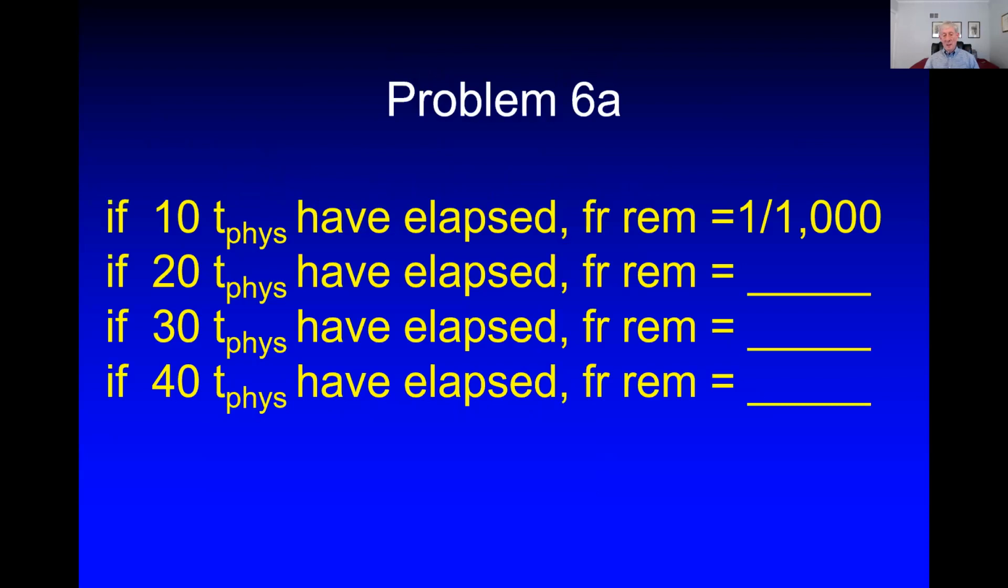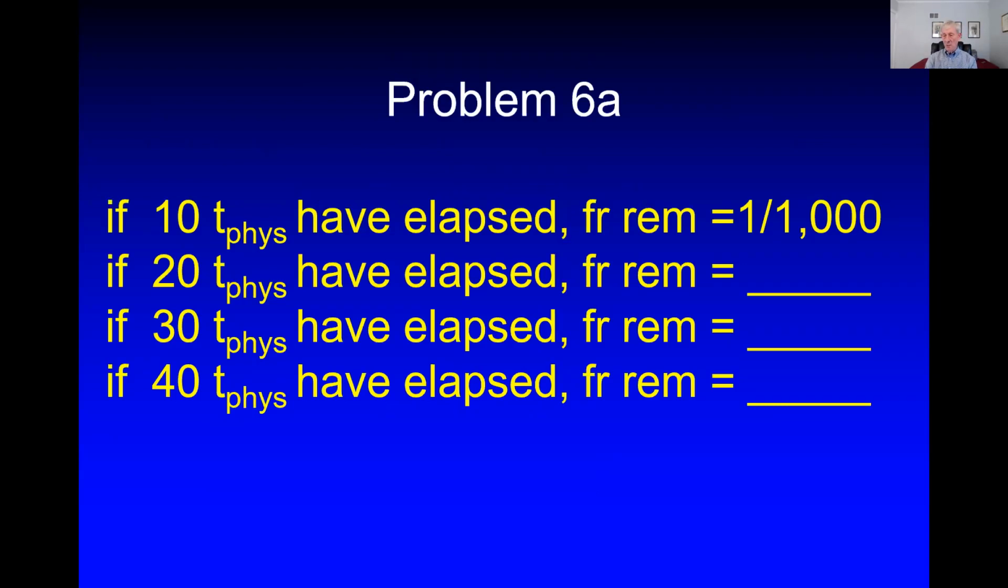Now, let's take that one step further. We're going to round off that 1 over 1,024 to 1 over 1,000. We know it's slightly wrong, but just work this math in our heads, we're going to round it off. Let's say that 10 half-lives elapsed. The fraction remaining is 1/1000th. We just calculated that. How about 10 more half-lives?